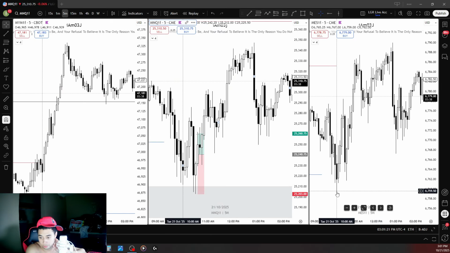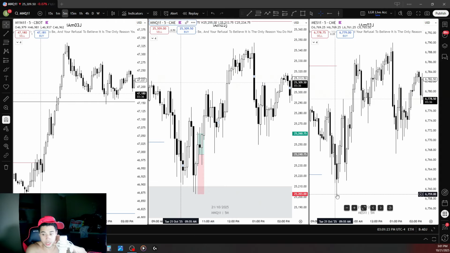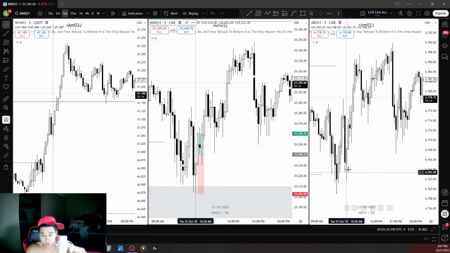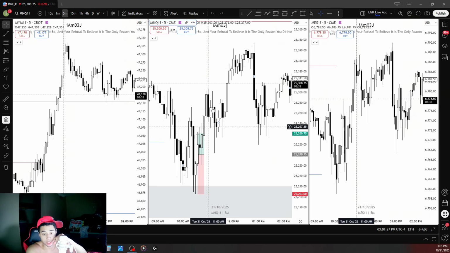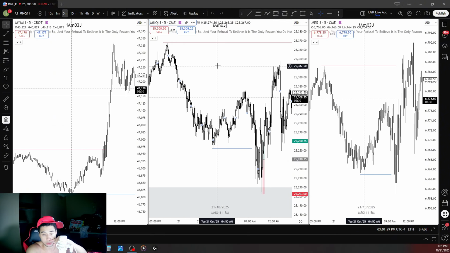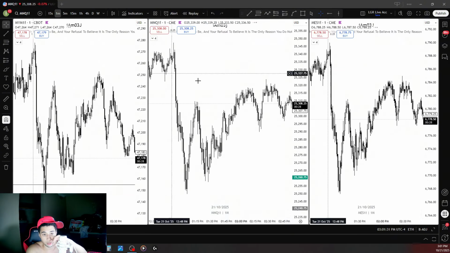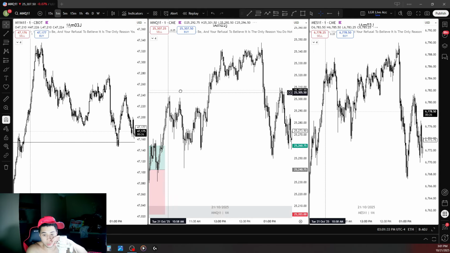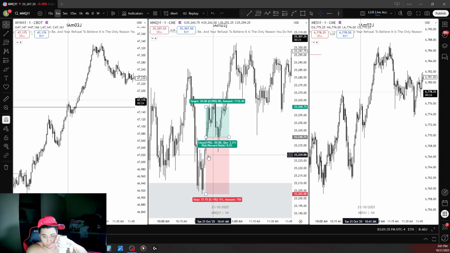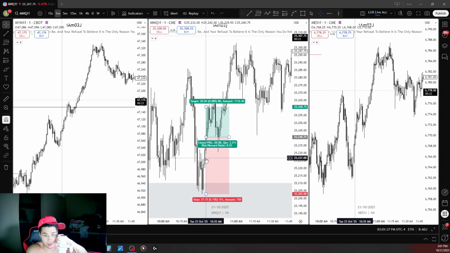Over here, ES's low of that cycle was at 10 a.m. and we never touched that. So this was actually a 90-minute cycle SMT, and that's what caused us to push up. That would have been a valid entry for sure. What I would be looking for after that is 1-minute displacement. We get it right here at 10:35.